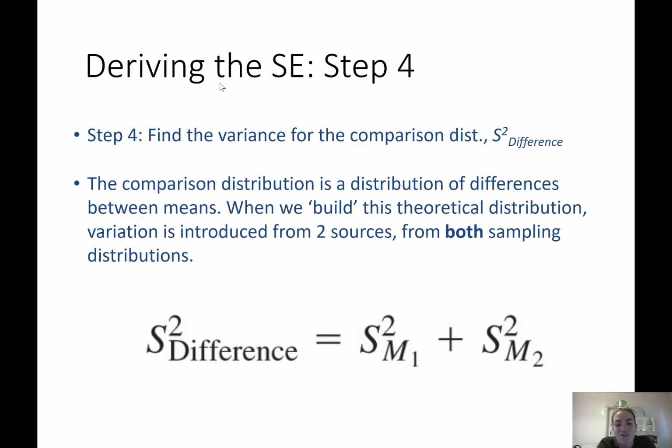So the variance formula for the distribution of differences between means is just the sum of the variances of the distributions of means. So you just calculated the variance of the distribution of means for population 1 and population 2, and you add those together here in step 4 to get the variance of the distribution of differences between means.